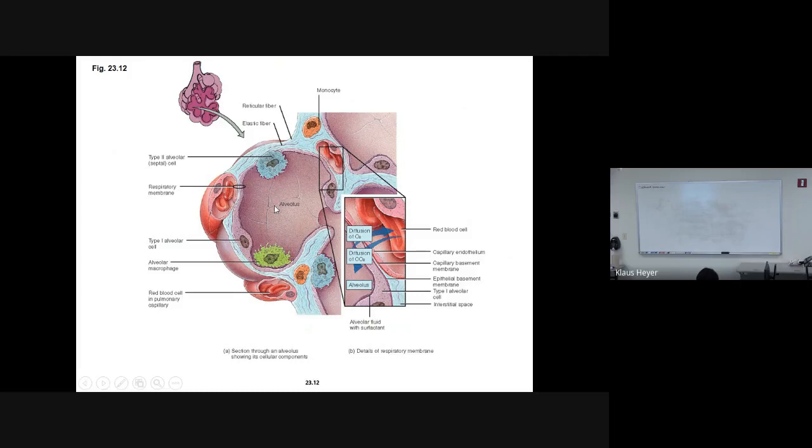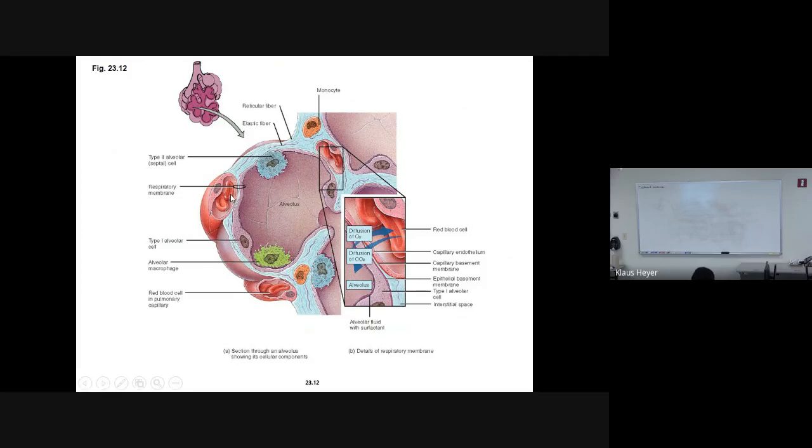But here's the problem. We're trying to get oxygen to go from here and diffuse into the blood. And when it diffuses, it goes in between the epithelial cells. It goes through a basement membrane, through another basement membrane, and through another layer of epithelial cells. So it's got to move through the epithelium of the alveolus, then through a basement membrane of the alveoli, then through another basement membrane. This one belongs to the blood vessel. Then it's got to move through another layer of epithelial tissue.